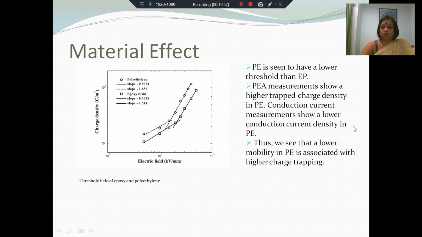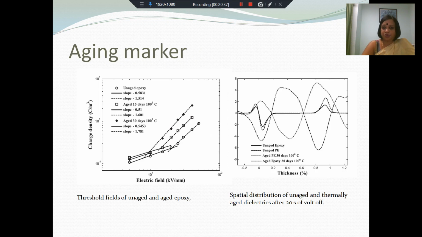Conduction current measurements show a lower conduction current density in polyethylene. So, as I said, PEA is one of the mechanisms by which space charge measurements can be done. You can also make space charge measurements by using conduction current. And in polyethylene, we see that there is a lower conduction current, which means less current is flowing. Less current flowing means there is a greater quantity of space charge. Thus, the lower mobility of polyethylene is associated with higher charge trapping. So, this is to show that the field, the material, all these determine the amount of space charge that would be trapped in a material.